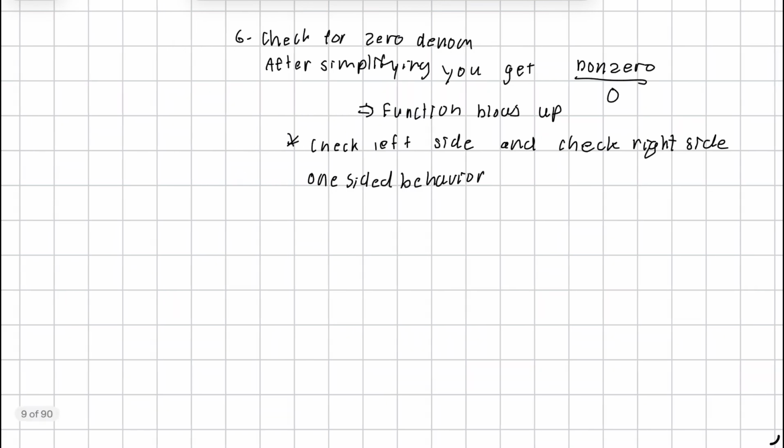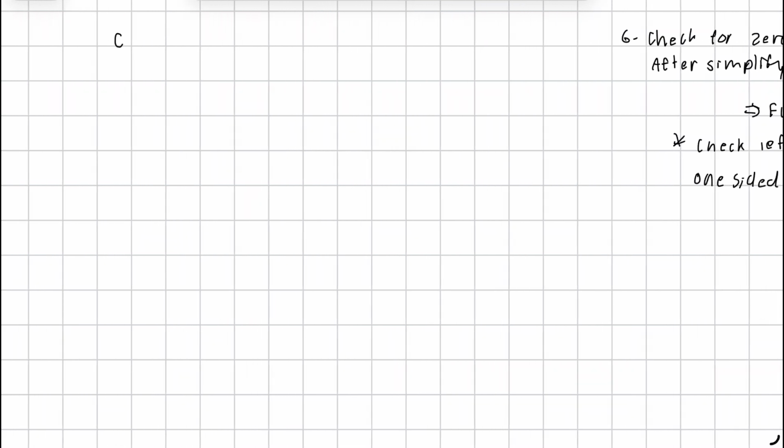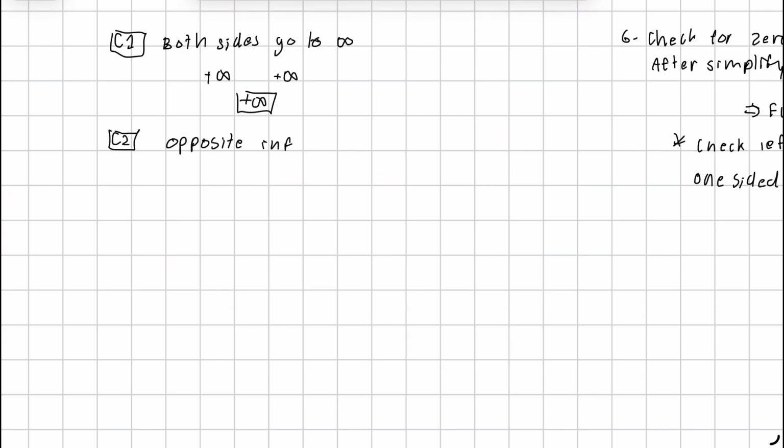So let's look at some cases. Case 1: let's say both sides go to infinity, for example positive infinity and positive infinity for left and right. We're going to get positive infinity overall. Now, case 2 is if we have opposite infinities on either side of our function. We have positive infinity and negative infinity. So this is going to not exist.